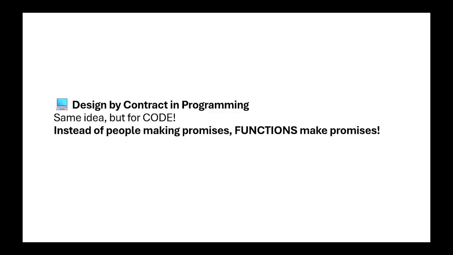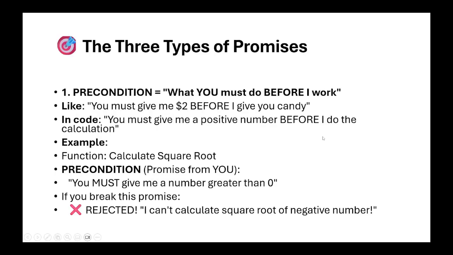So now let us see how contract works in programming. Same idea but for code. Instead of people making promises here, functions make promises. And there are three types of promises. So the first one is precondition. That is what you must do before the code actually works. So in terms of the example that we have just seen, you must pay $2 before you get the candy. So similarly in code, you must input the program with some set number of values before it returns any value.